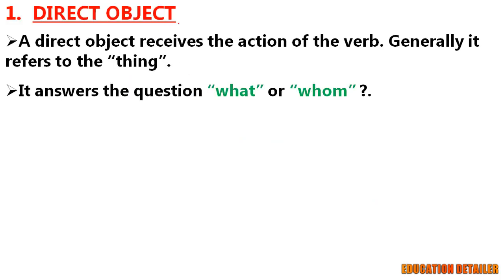First type of object, direct object. Simply, a direct object receives the action of the verb. Generally, it refers to the thing. Remember that. And one more thing, it answers the question what or whom.